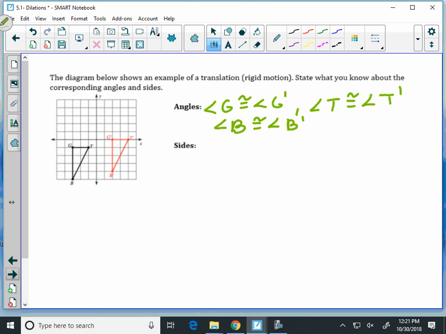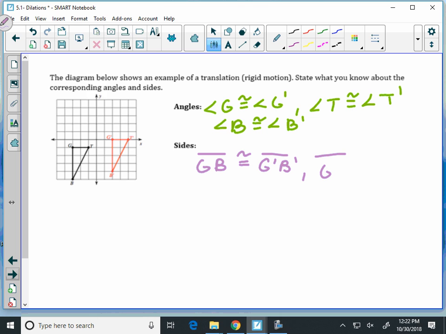The corresponding sides are also the same. And remember, corresponding just means they're in the same spot. They match up in the two different triangles. So we know that side GB is congruent to side G prime B prime. They're in the corresponding spot of the triangles. And you can even count and see that they're the same. GB is 1, 2, 3, 4. G prime B prime is 1, 2, 3, 4. They're the same length. Because again, you didn't change the size, you just changed its location. Didn't change anything about it.